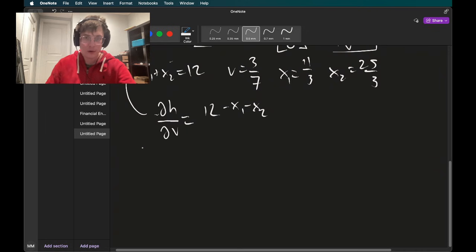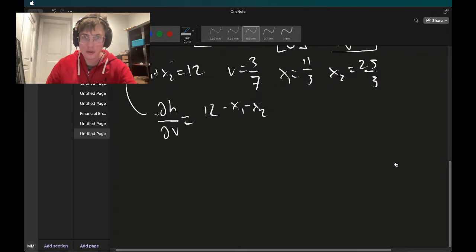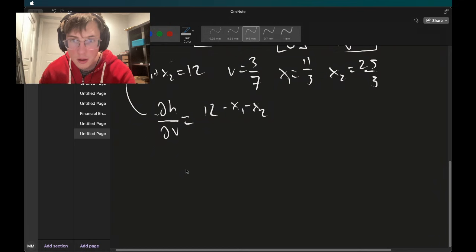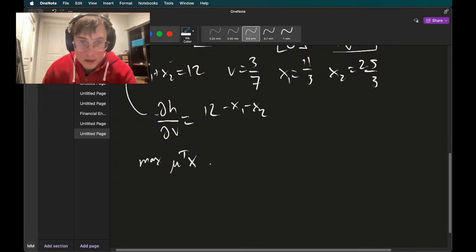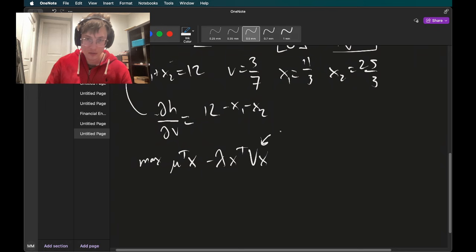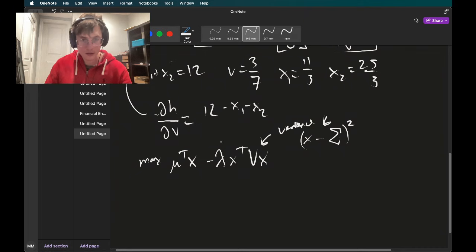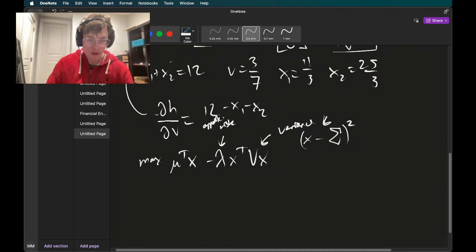Okay, so then in the second part of the slides, he talks about a portfolio selection problem where we're going to use the exact same method, but we're going to maximize this u transpose x minus lambda x transpose v of x. So this is the variance of x, I'm sure, is each x minus the mean, and then squared, whatever that means in terms of matrix. And then this lambda is a sort of constant where it's like your appetite for risk.